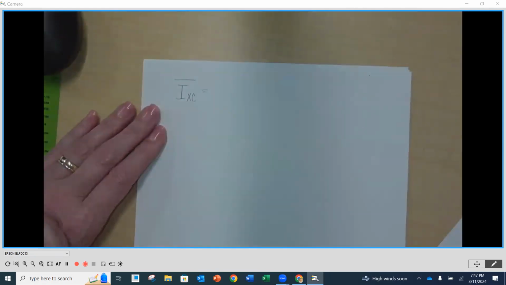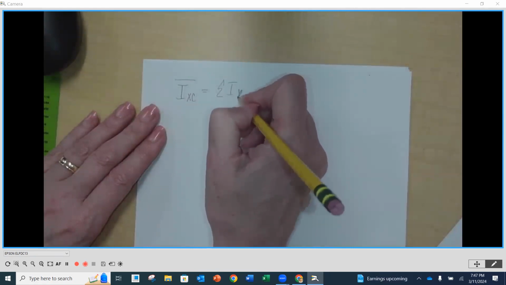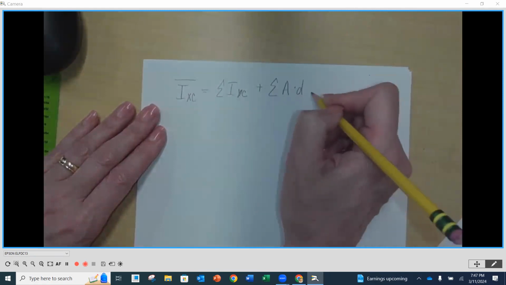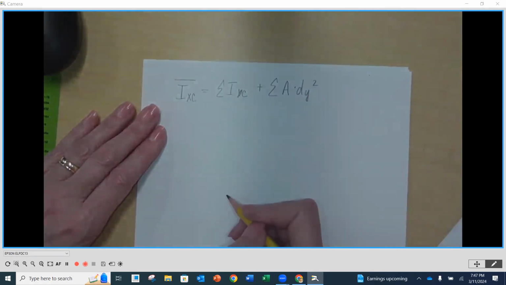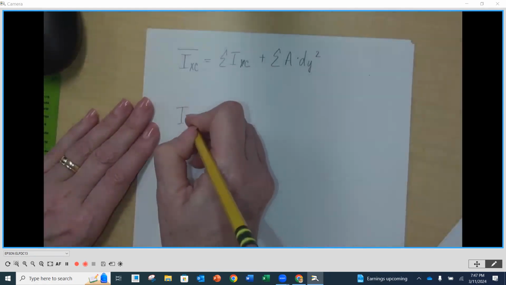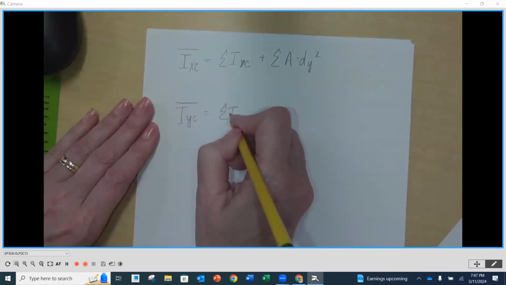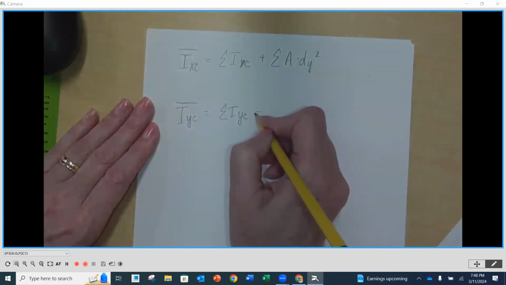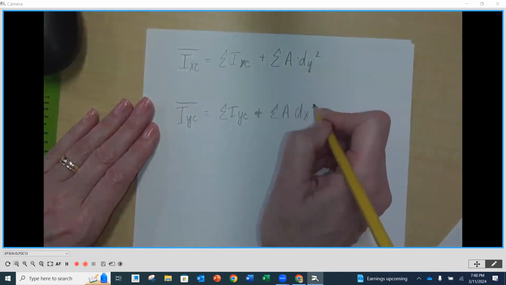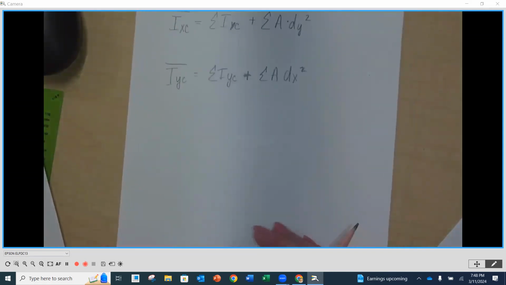So the total moment of inertia about the centroidal axis is going to be the summation of the IXCs plus the summation of the area times the dy squared. We're going to leave some room here so we can write the numbers in. And then the other one that we're going to do is the IYC, summation of the IYCs plus summation of the A times the dx squared. And then we'll leave a little space.